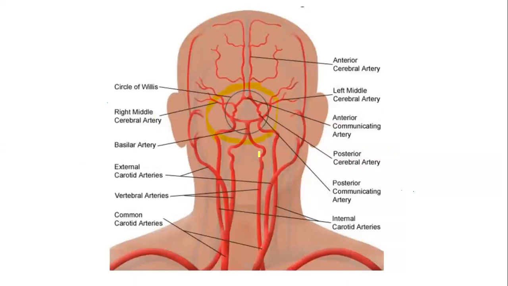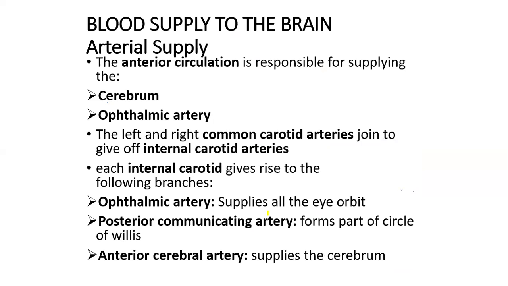This one is the circle of Willis. Then you have the external carotid artery. Then you have the vertebral arteries, which supply blood to the brain. Blood supply.